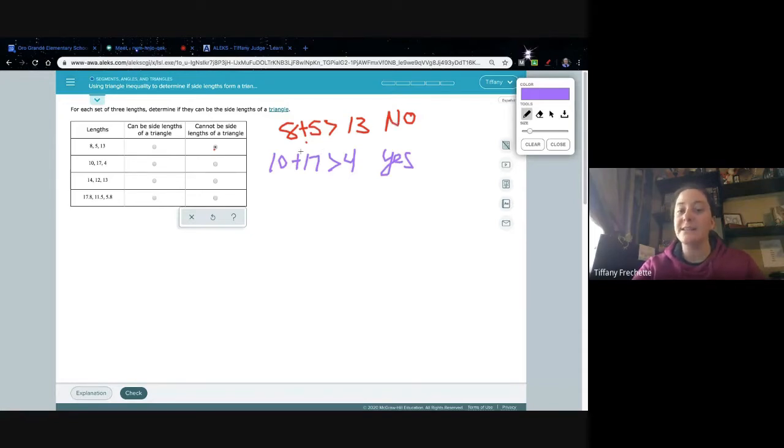But if you have a yes, now I have to move to the next side. So I'm going to go 10 plus 4 is greater than 17. So 10 plus 4 is 14. Nope, that is not greater than 17. So I'm going to say no again.